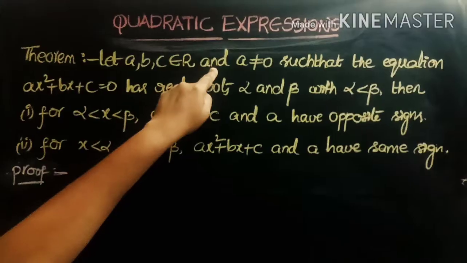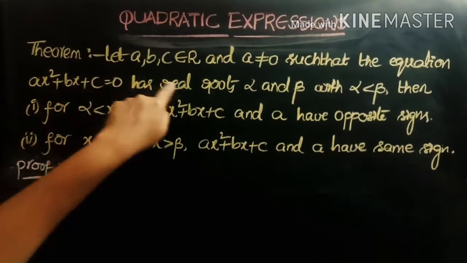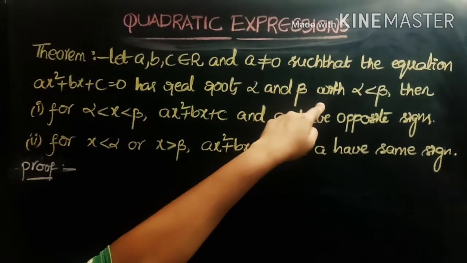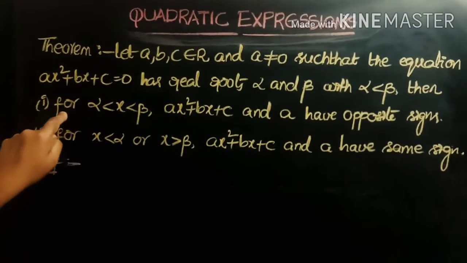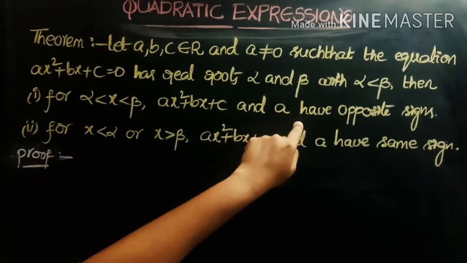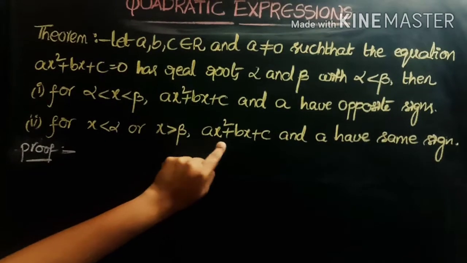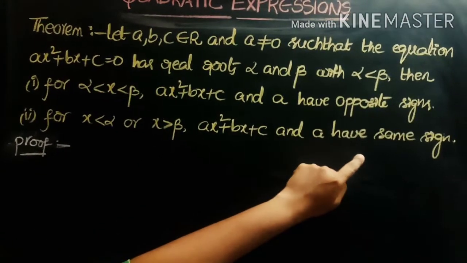Let a, b, c belong to R and a not equal to 0 such that the equation ax² + bx + c = 0 has real roots alpha and beta with alpha < beta. Then first condition, for alpha < x < beta, ax² + bx + c and a have opposite signs. And for x < alpha or x > beta, ax² + bx + c and a have the same sign.